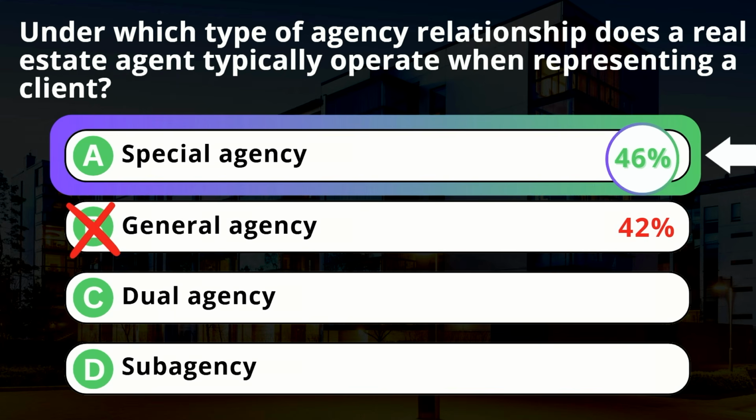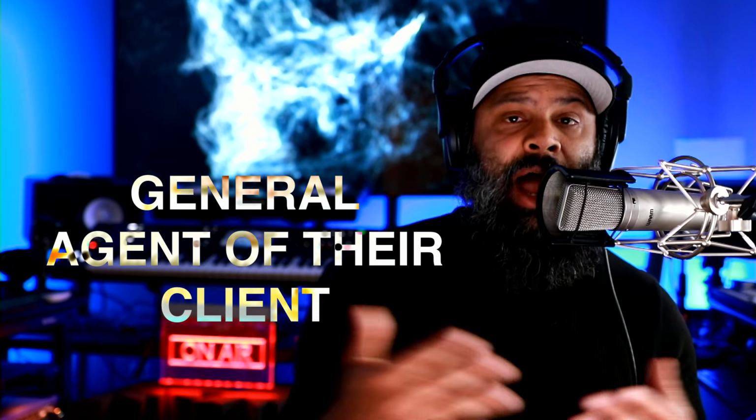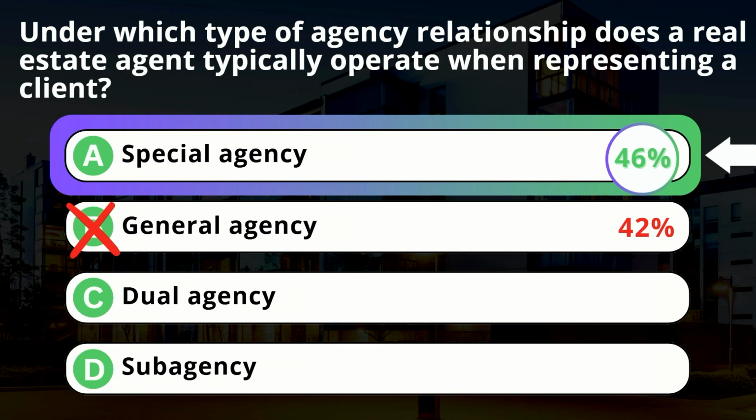Now, if it said something about the relationship between a broker and their salesperson, absolutely general agency. A salesperson is a general agent of their broker. If it's a property manager, they are a general agent of their client or customer, whoever they're representing for their investment property. But a relationship between a real estate professional and their client is going to be that of a special agency relationship.